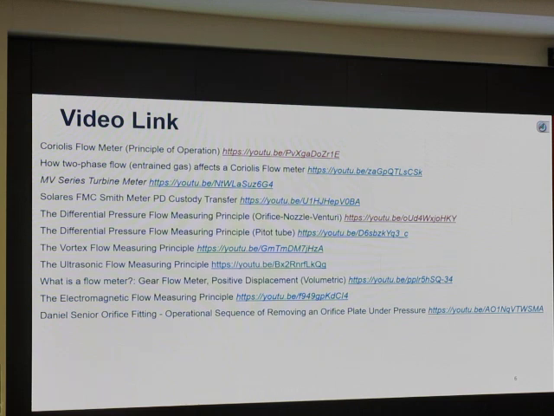How big is a Coriolis flow meter? It's like 2 feet, 3 feet? Really? Can it be like 6 feet tall? Yes, it can be very big, depending on how much is the flow rate, okay?